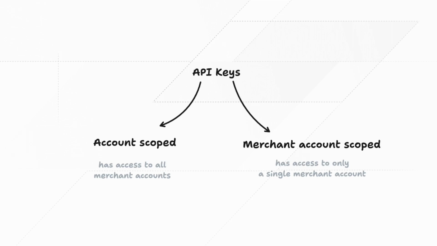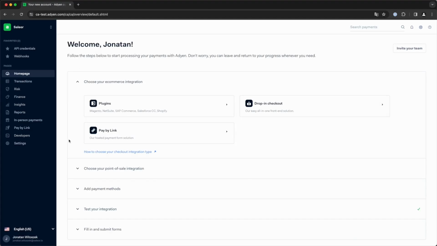For enhanced security and control over permissions, we recommend using merchant account scoped keys and creating separate keys for each merchant account you would like to use in Saleor. Now let's move ahead to Adyen dashboard and create a new API key. Navigate to Developers, API Credentials.